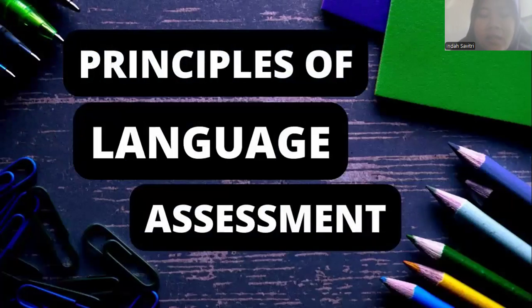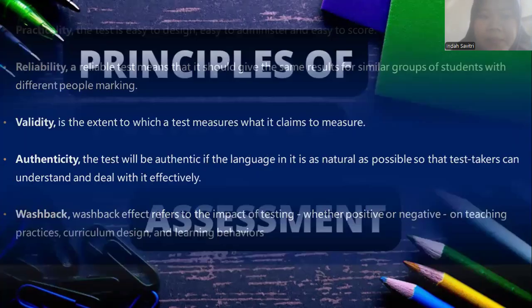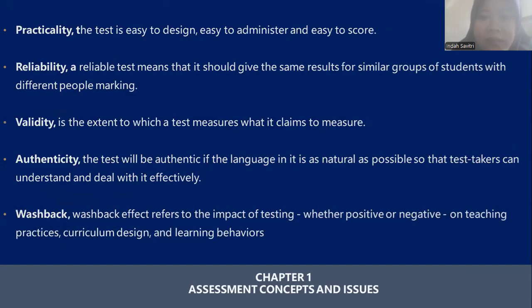The next one, we talk about principles of language assessment. Practically, the test is easy to design, easy to administer, and easy to score. Reliability. A reliable test means that it should give the same results for similar groups of students with different people marking.